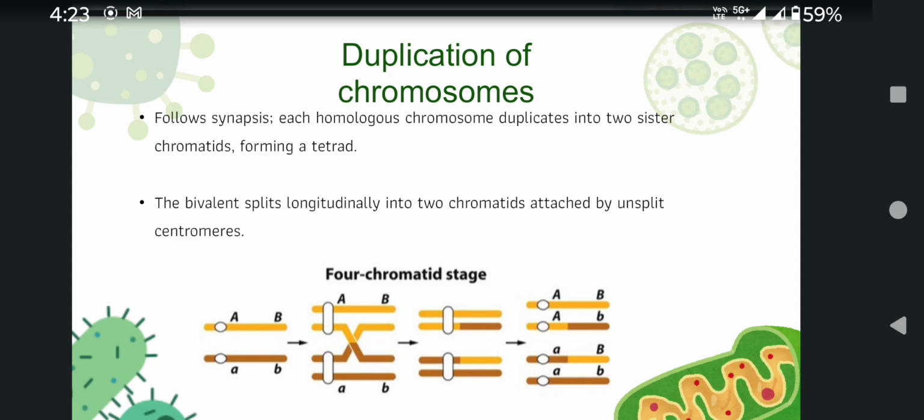Each homologous chromosome duplicates into sister chromatids, forming a tetrad. So this is a four chromatid stage which is named as a tetrad. So these bivalents split longitudinally into two chromatids and are attached by unsplit centromeres. You can see in the diagram here.